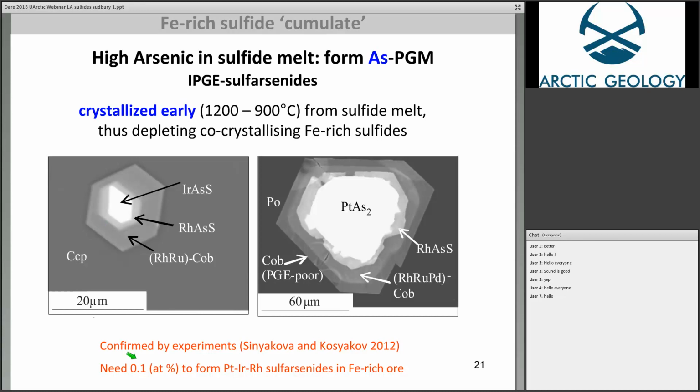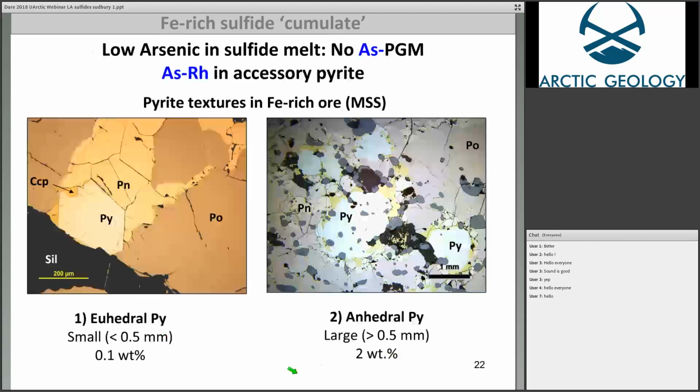A few years later, this was actually confirmed by some Russian experiments, showed you only need 0.1% arsenic to form sulfarsenides rich in platinum, iridium, rhodium in iron-rich ore. So that explains why those particular elements, iridium, rhodium, were depleted in the sulfides.